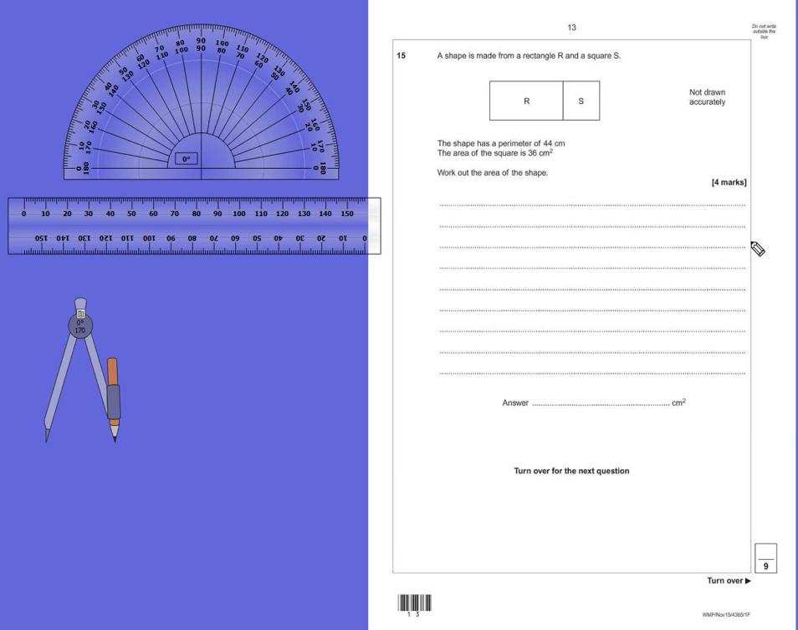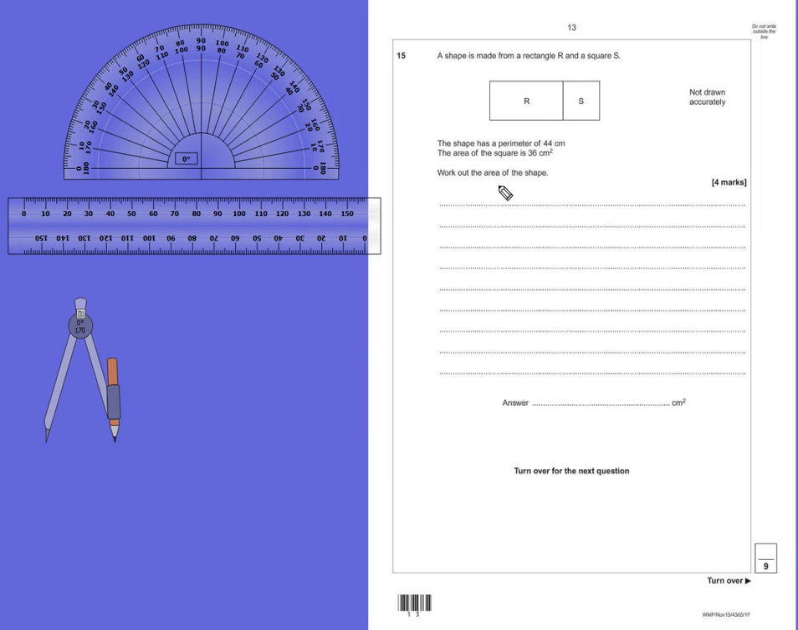And the area of the square is 36 centimetres squared. Right, so just the square, that's really important, that the square's area is 36 centimetres squared. Work out the area of the shape. To find the area, we're going to need to look at what the exact lengths are on the outside, so we can do length times width to find the area.